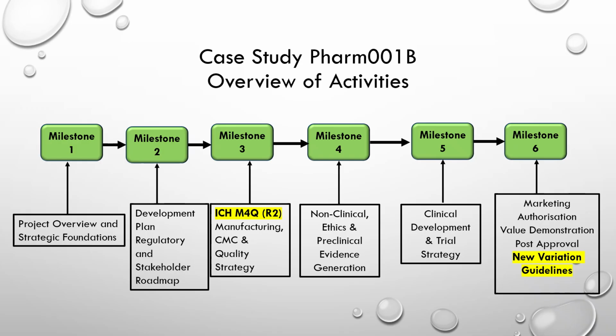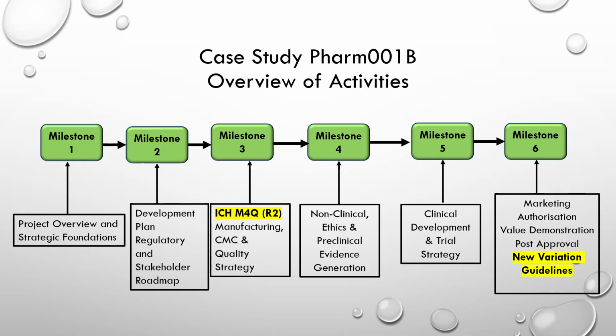But I'm going to be talking about ICH M4Q. So this is the presentation of the CTD dossier, and I'm going to use that as the basis of my discussion for the quality aspects. So manufacturing, CMC, and the quality control. In milestone 3, I will be looking at the information that should be provided in the dossiers. Milestone 4, the clinical studies. What I'm going to do is do a dummy run, as I'm going to do one for clinical trials.